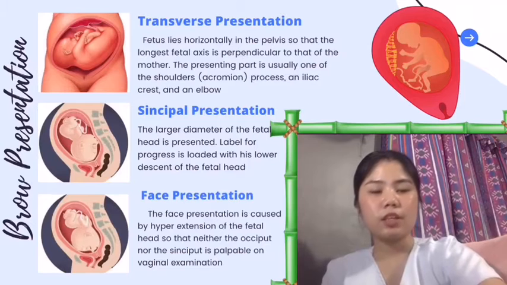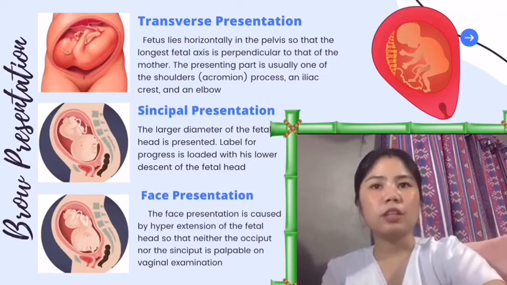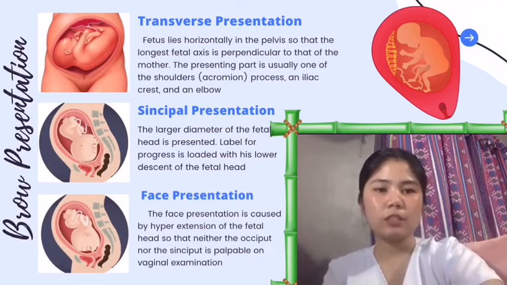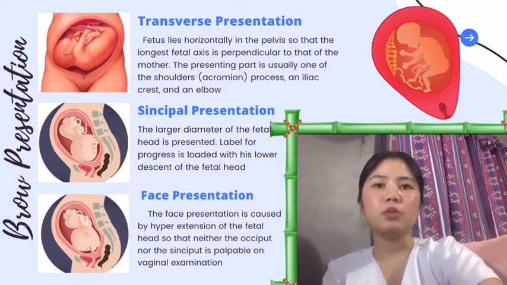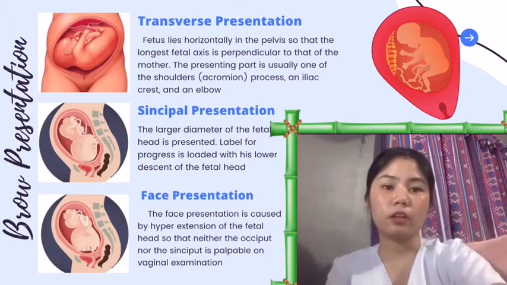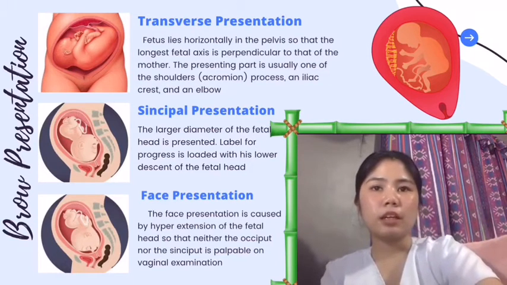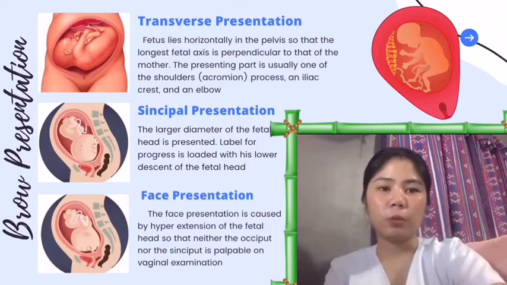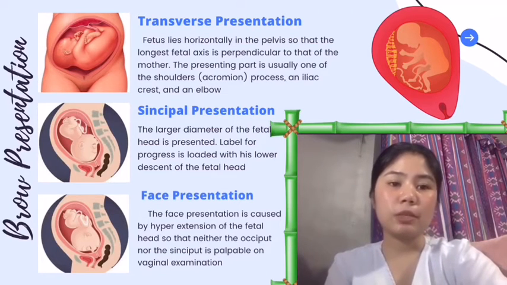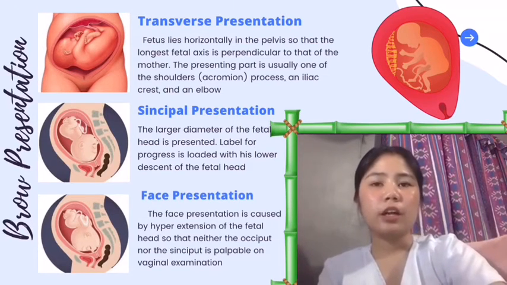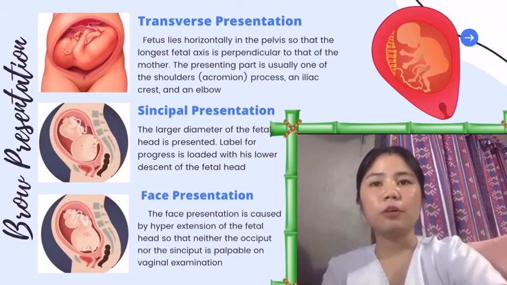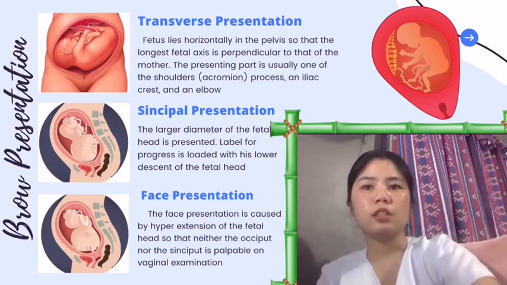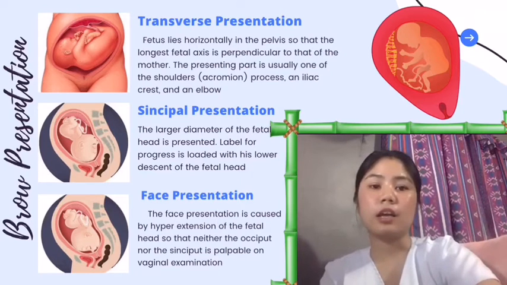Transverse presentation. It is when the fetus lies horizontally in the pelvis so that the longest fetal axis is perpendicular to the mother. The presenting part is usually one of the shoulders, the acromion process, an iliac crest, or an elbow. Next is the sinciput presentation. It is when the larger diameter of the fetal head is presented, with slow progress of labor and slower descent of the fetal head.